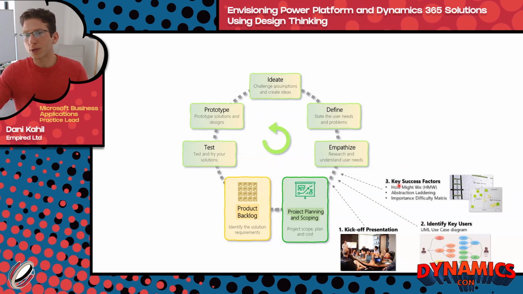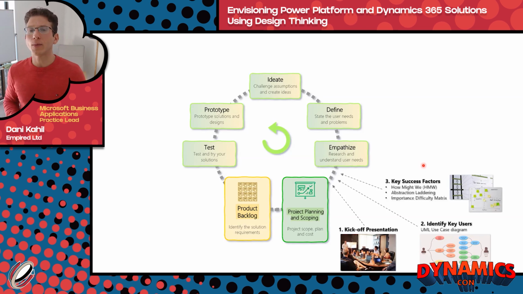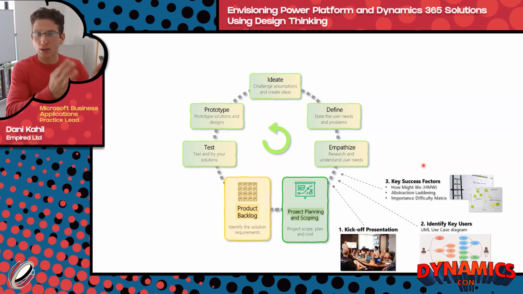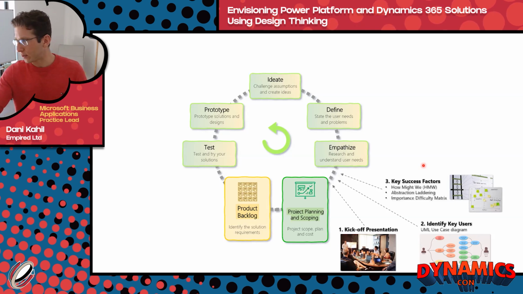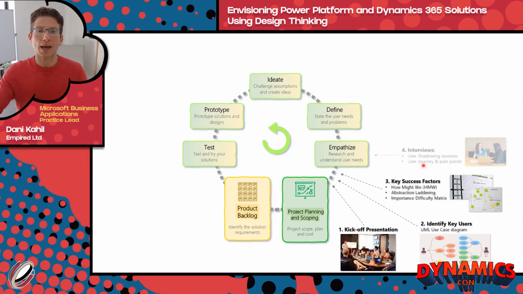Right, and then we want to make sure that we define the key success factors, and this is where I apply some of the design thinking methods that I'll be sharing with you in the next slide. So I apply, for example, the How-Might-We method. I apply the abstraction laddering, and I apply the importance difficulty matrix. Sometimes I apply others, but for the sake of the presentation today, I'll be going into more details for those 3 methods in the following slides, right?